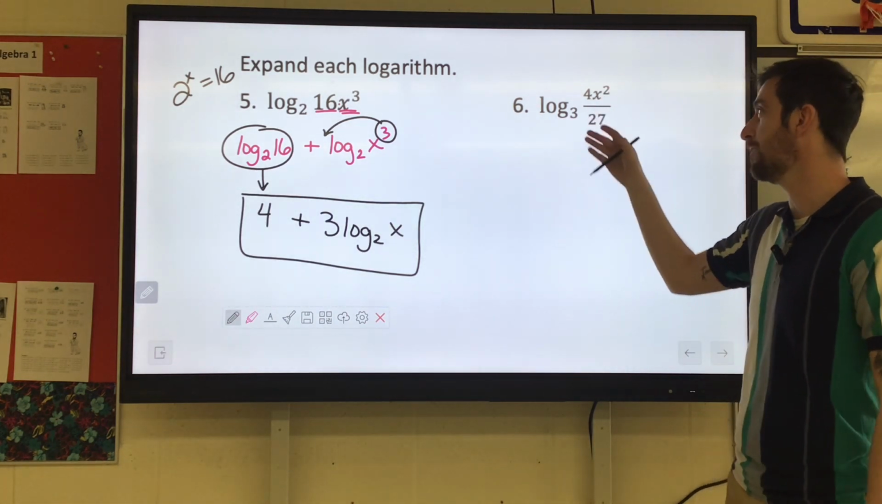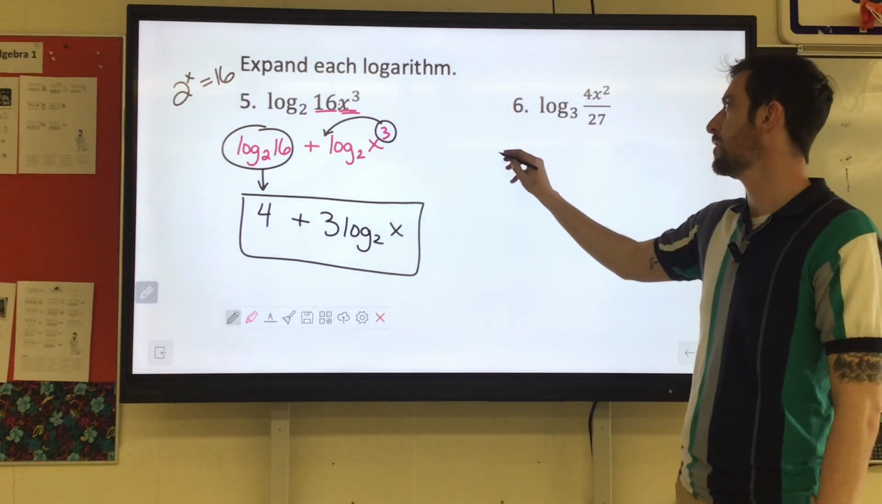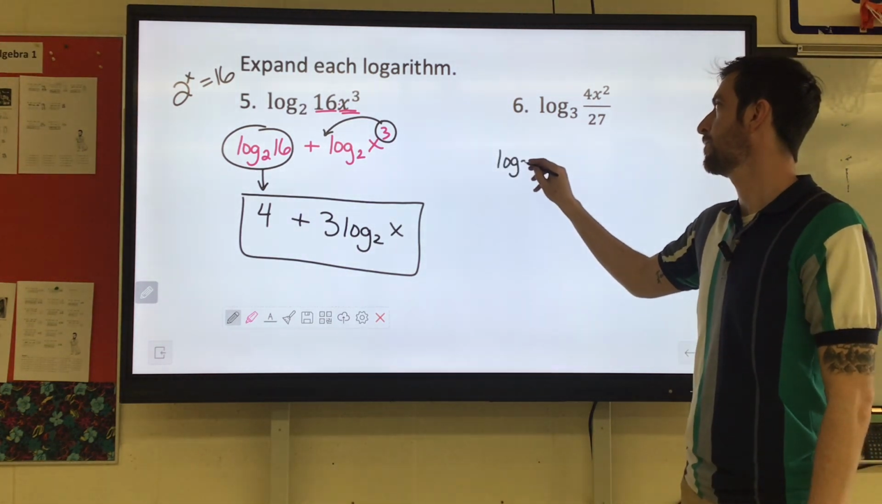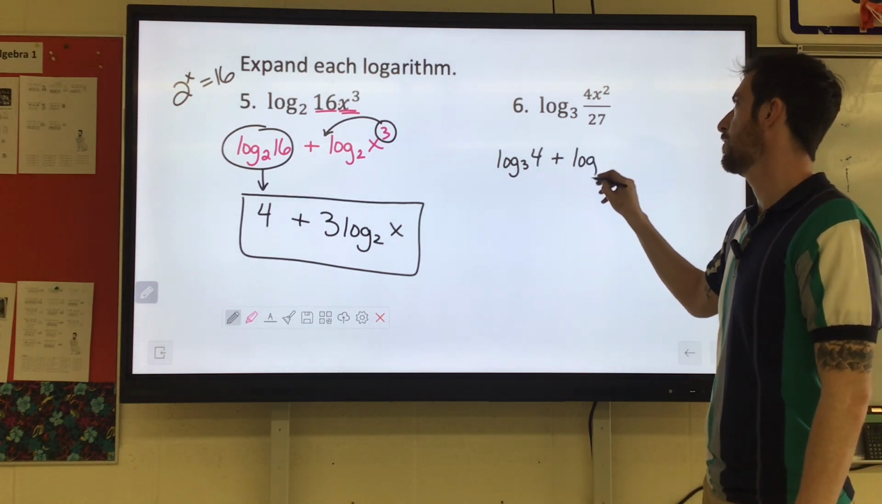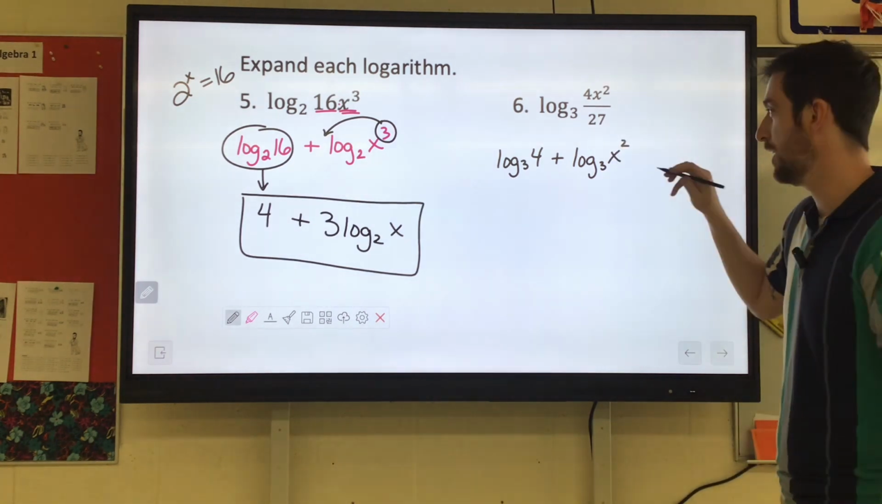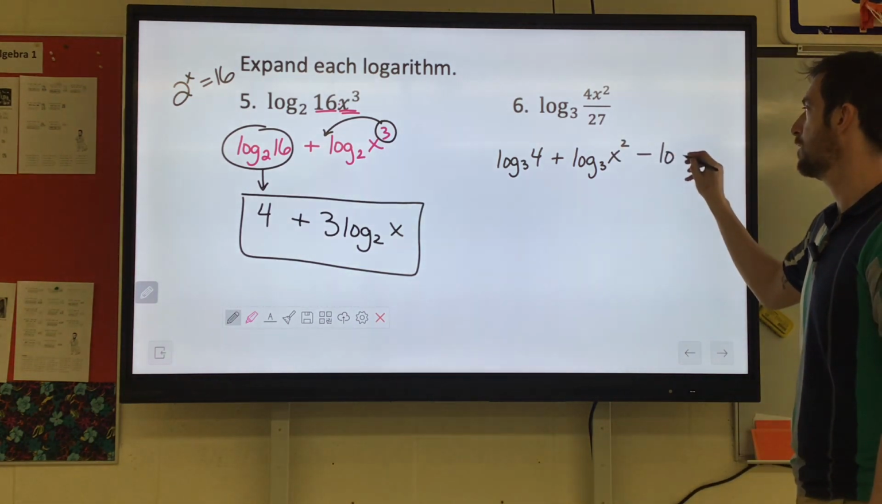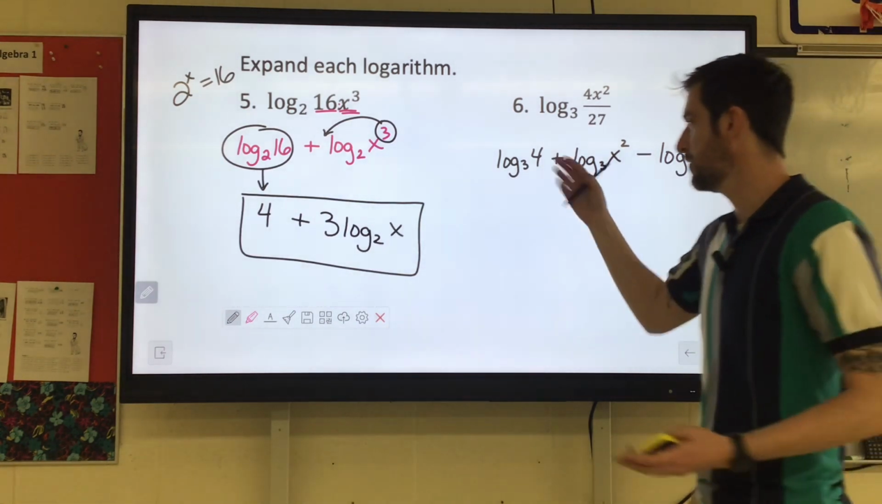The only thing being divided would be the 27, so that will get a minus. So let's stretch it out. We have log base 3 of 4 plus log base 3 of x squared. And then the 27 is being divided, so we'll say minus log base 3 of 27. Now, can you simplify?